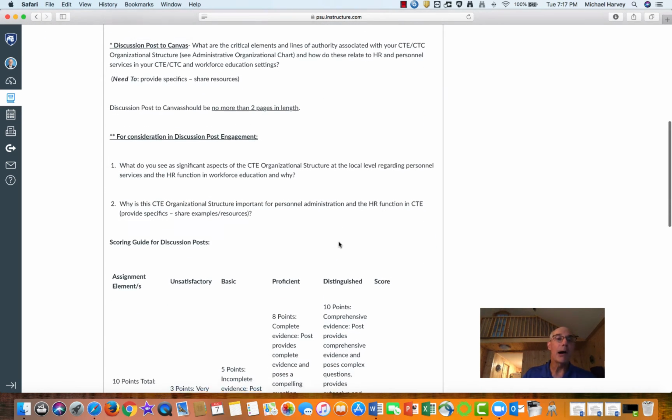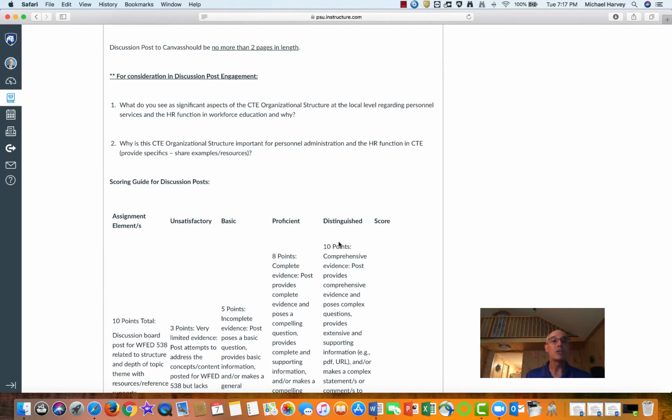And then the second part of the assignment is for your consideration. Do you see that there are significant aspects of CTE organizational structure at the local level regarding personnel services and the HR function in workforce education, and why? And then why is this information and this structure important for personnel administration and HR in CTE settings, and provide specific examples.